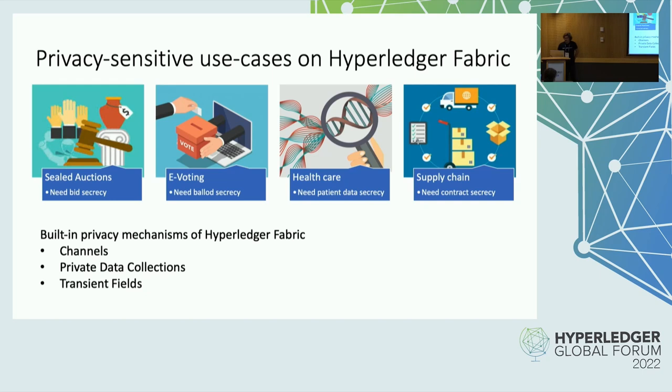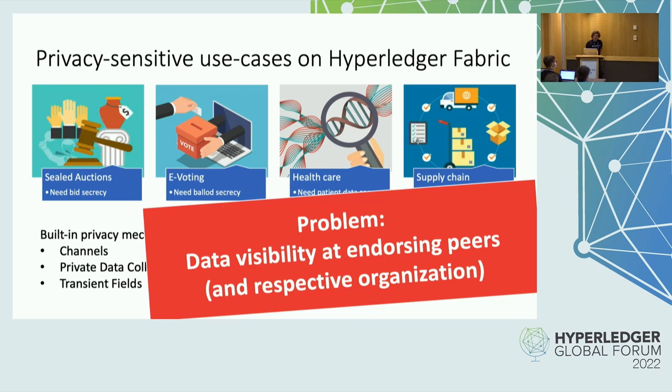Although all these mechanisms make a good contribution towards privacy-sensitive use cases, we still have a problem. And the problem is that all the data is still visible to the endorsing peers. What do I mean with that? The endorsing peer, which executes our functionality or smart contract, needs certain data, most probably the sensitive data, in order to process this chaincode. So let's think about that.